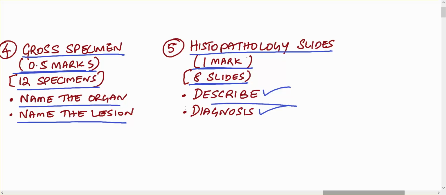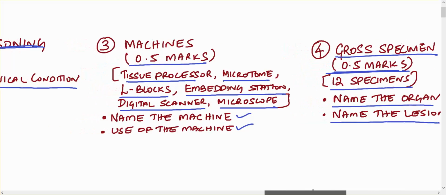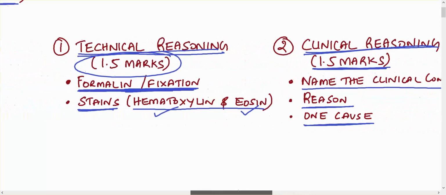If you are writing only the diagnosis, we will give 0 mark. If you write only the description, we will give half mark. Because without description you cannot come to the diagnosis, you should know completely about the description, then you have to write the diagnosis. In those 8 slides, we will ask 1 slide. So this is all about the histopathology slides.